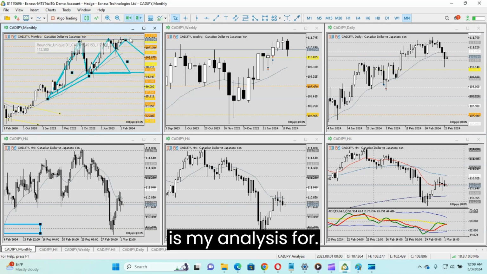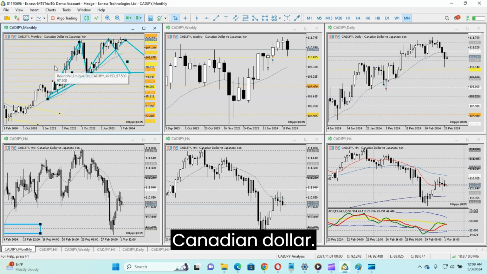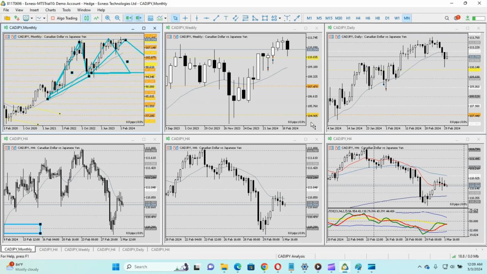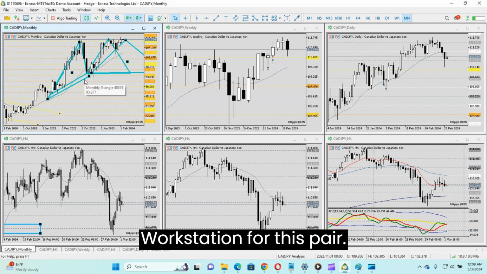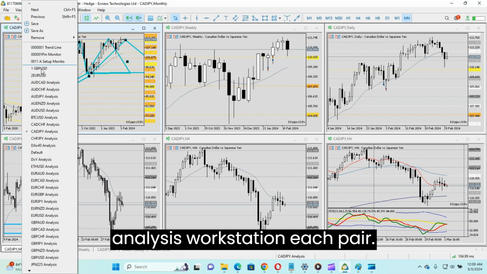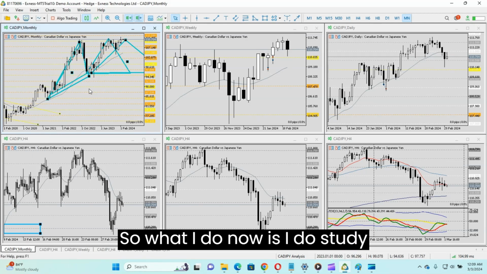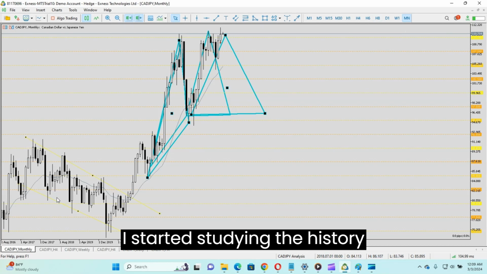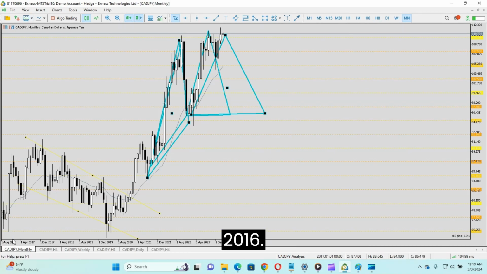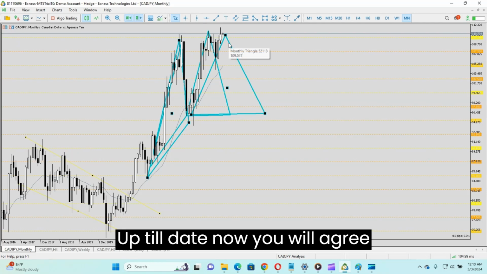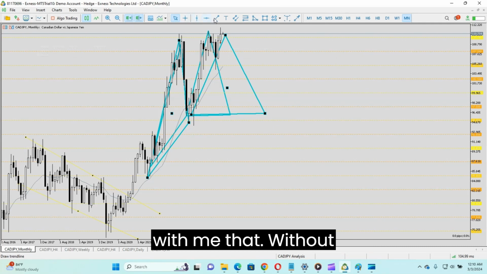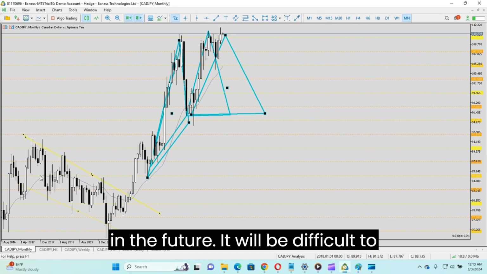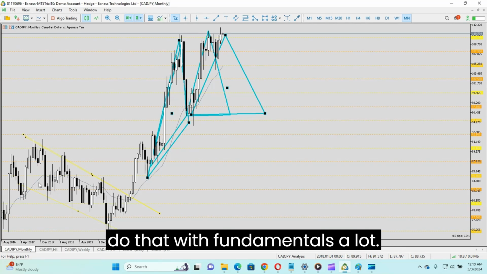Let's take for instance, this is my analysis for the Canadian dollar, Japanese yen. Now this is my technical analysis workstation for this pair. Each pair has its own analysis workstation. So what I do now is I study the history. Like now, I started studying the history of this pair from 2016 up till date. Now you will agree with me that without technical analysis, it will be difficult to predict where price will go in the future. It will be difficult to do that with fundamentals alone.